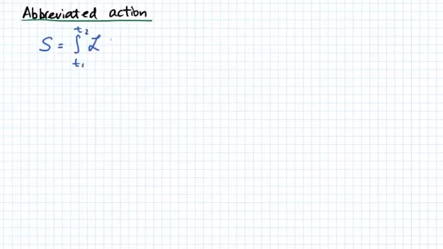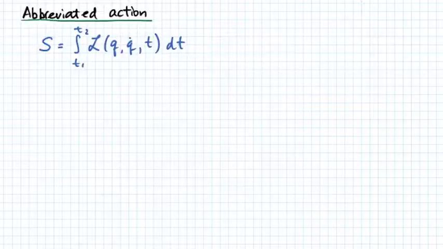Abbreviated action. Recall that the usual definition of action is given by the integral over time of the Lagrangian. This definition is very useful. That's how we get Lagrangian mechanics formulated.